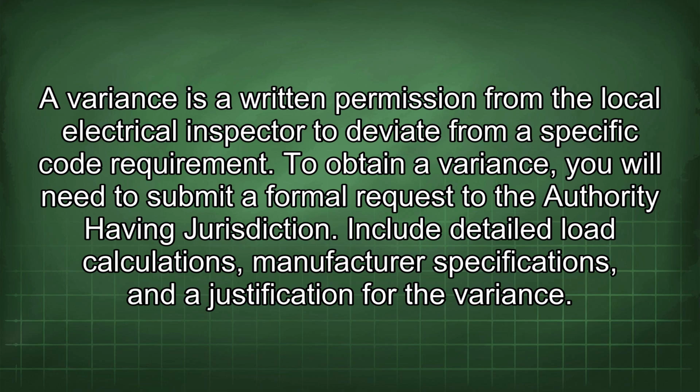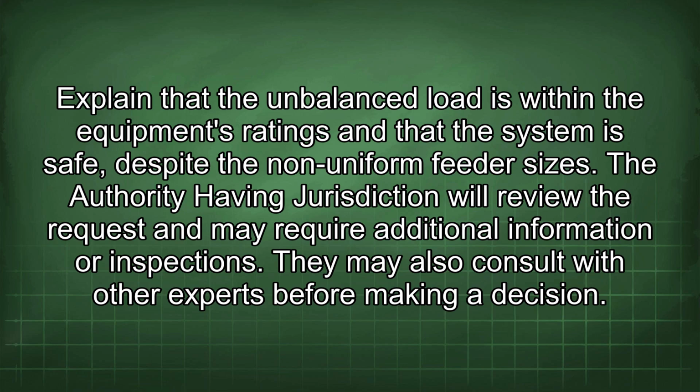To obtain a variance, you will need to submit a formal request to the authority having jurisdiction. Include detailed load calculations, manufacturer specifications, and a justification for the variance. Explain that the unbalanced load is within the equipment's ratings and that the system is safe, despite the non-uniform feeder sizes. The authority having jurisdiction will review the request and may require additional information or inspections. They may also consult with other experts before making a decision.